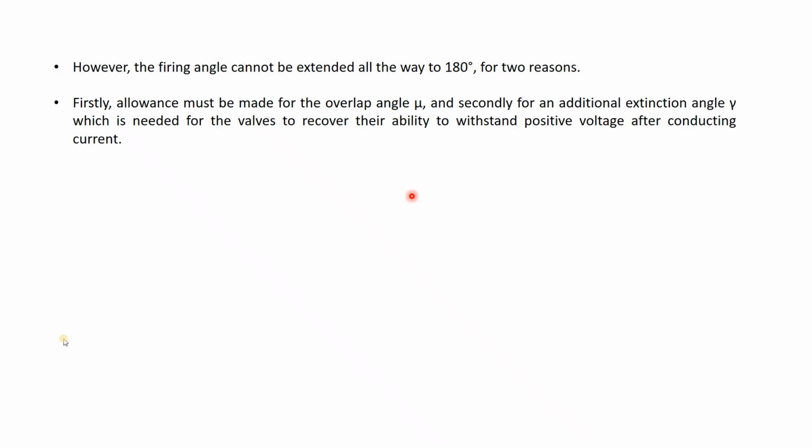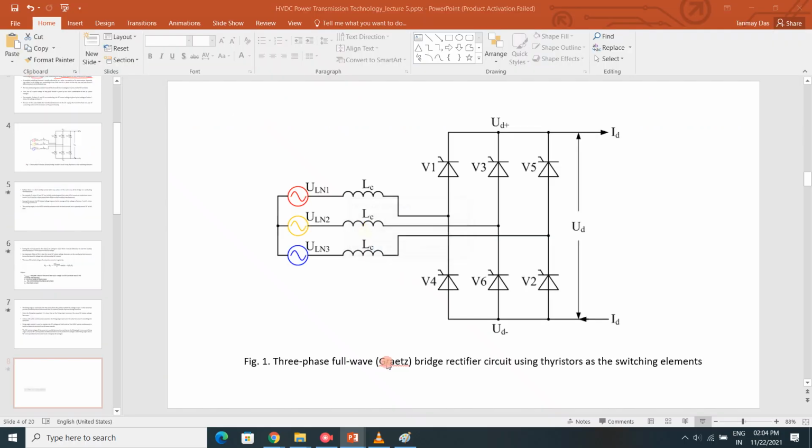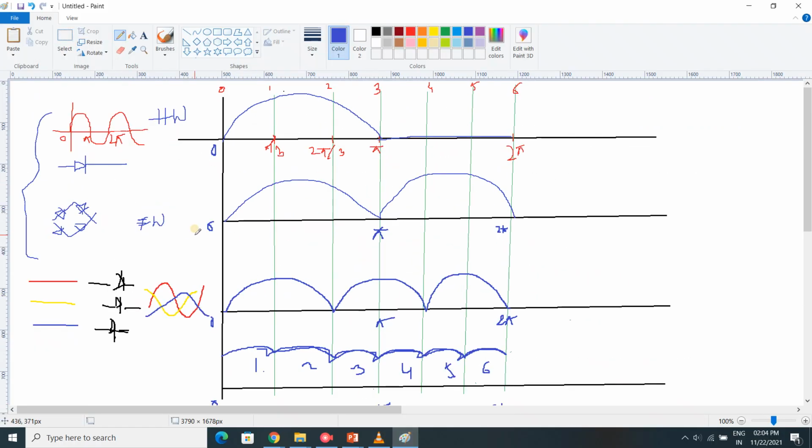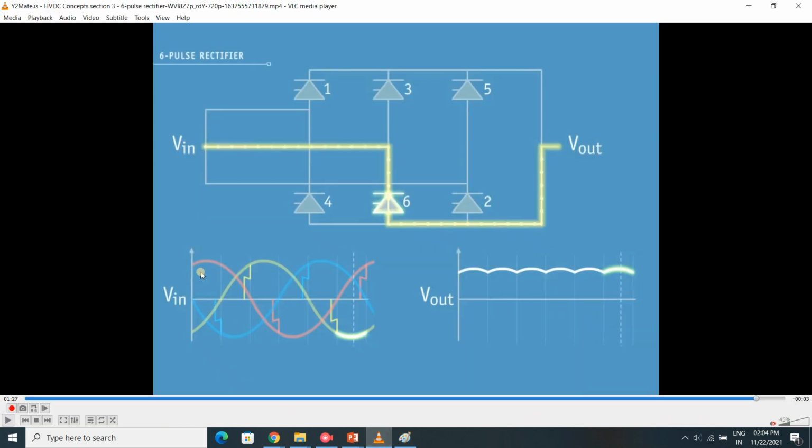Okay. Secondly, there is some requirement of the recovery angle also, which is called the additional extinction angle. Recovery is needed to withstand the positive voltage after conducting current, because when there is a negative pulse, as you can see, the previous one, there is a positive pulse, then positive, and then positive. First one positive here, then negative here, then positive here. So when negative is observed, then after that when there is a positive pulse, there should be some recovery time.